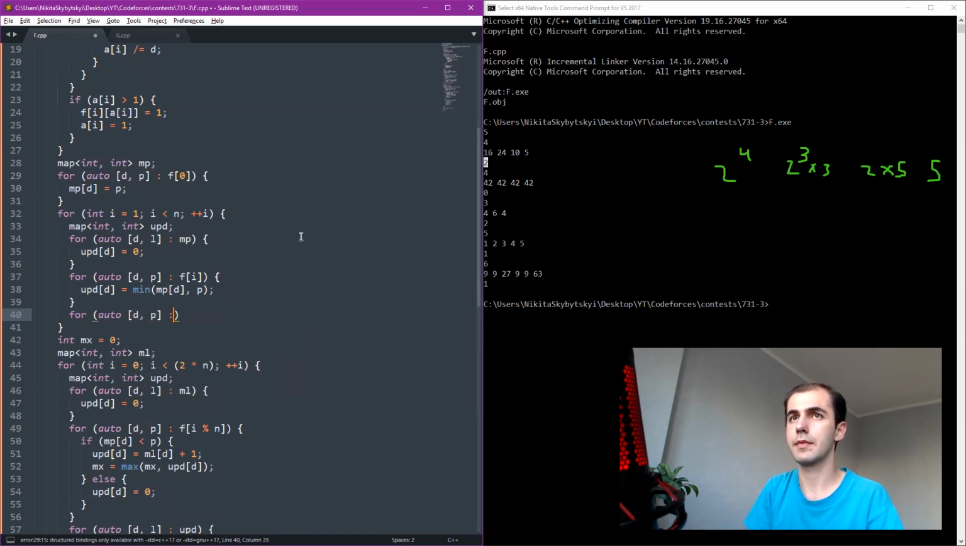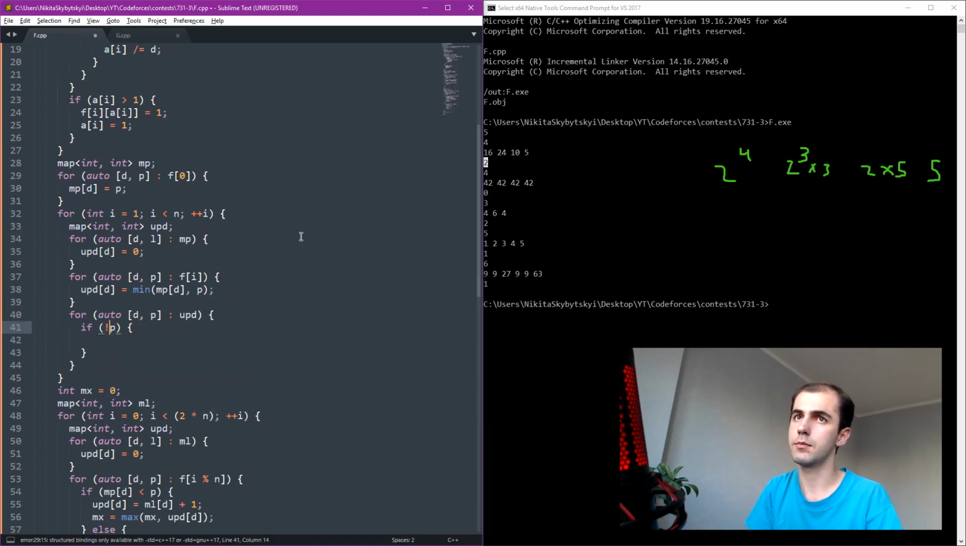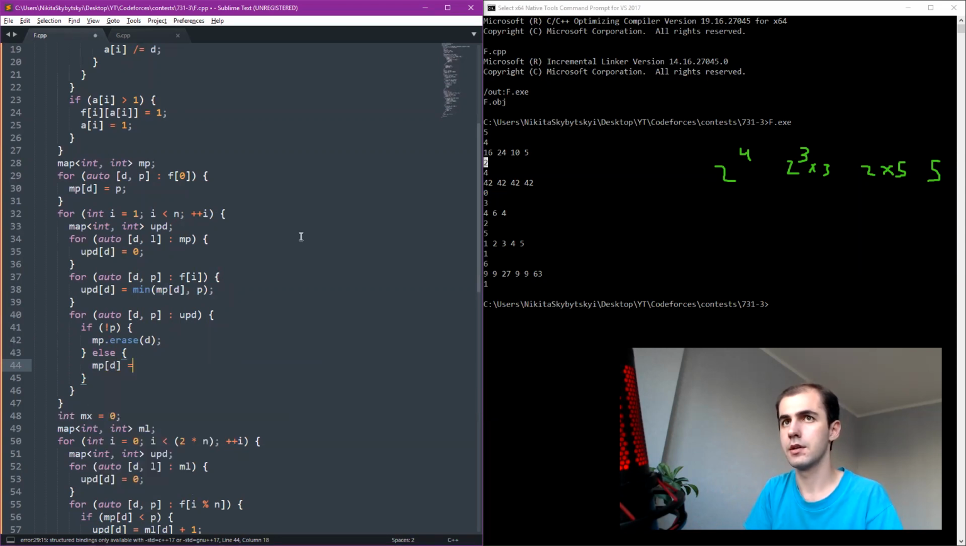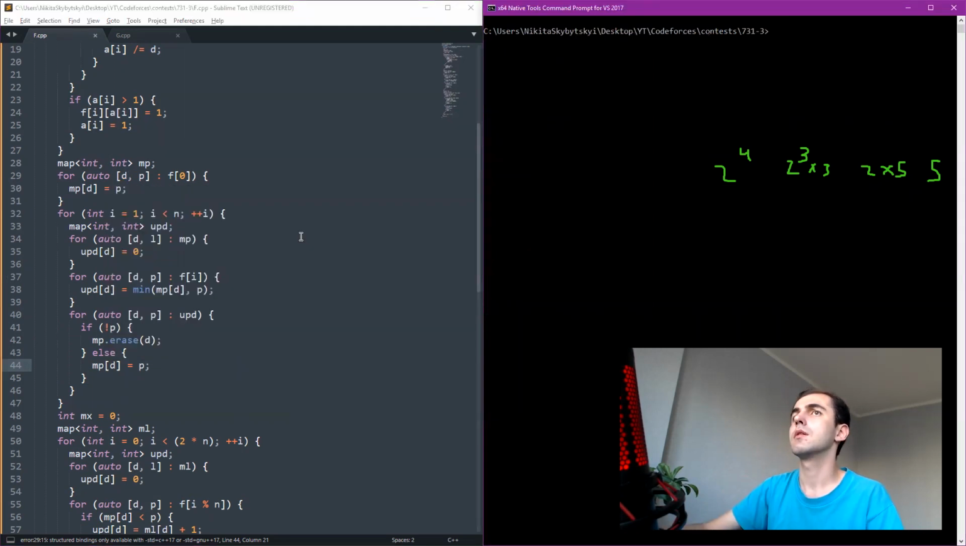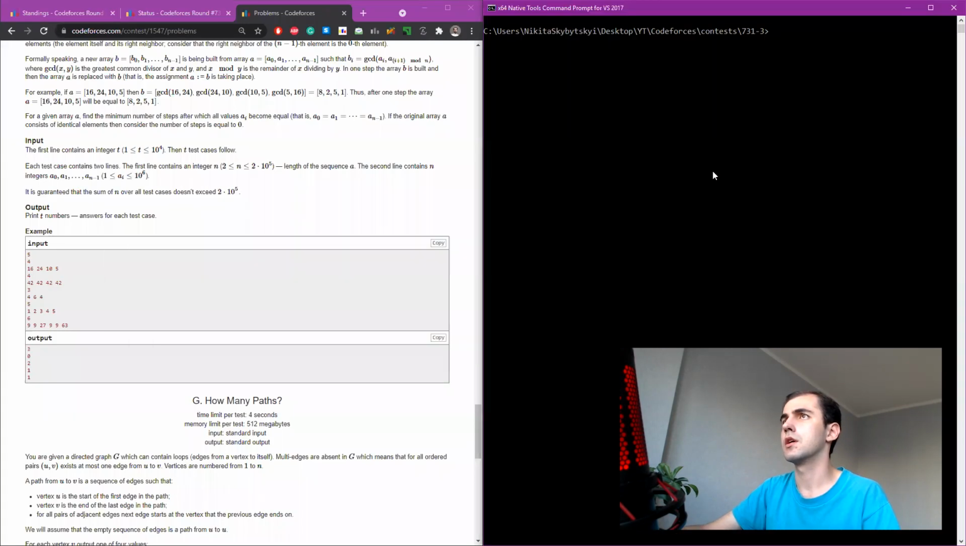So dp in updates: if not p, then erase d, else mp d equals p. As soon as we get rid of zeros, they remain zeros forever. Yes. We have to get rid of zeros for them to not make our complexity garbage.